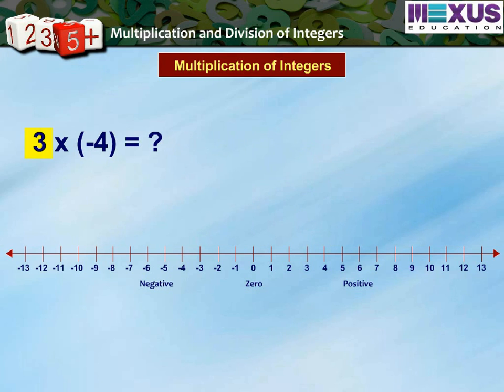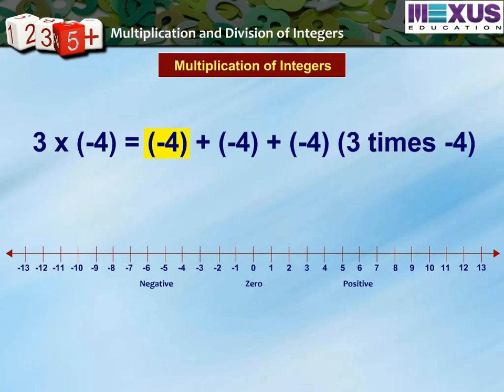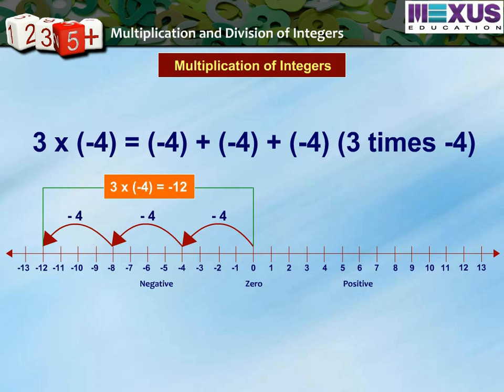Now, what is 3 into -4? Let us see. Here, 3 into -4 equals -4 plus -4 plus -4, that is, 3 times -4. Thus, 3 into -4 means 3 jumps, each of 4 steps, from 0 towards the left on the number line. Thus, 3 into -4 is -12.